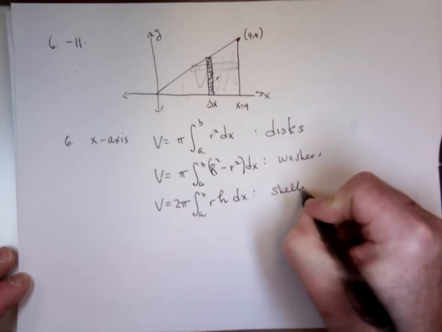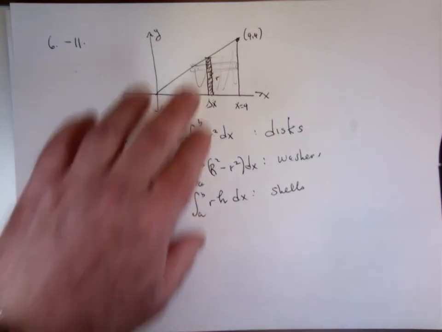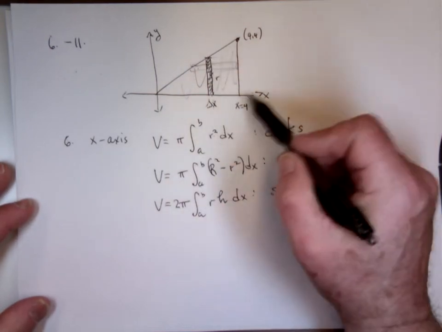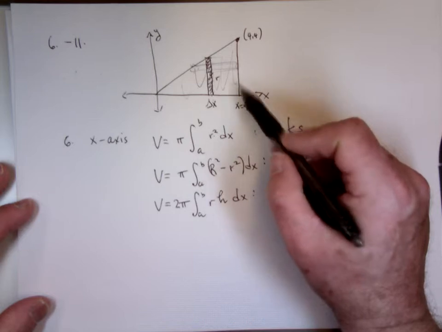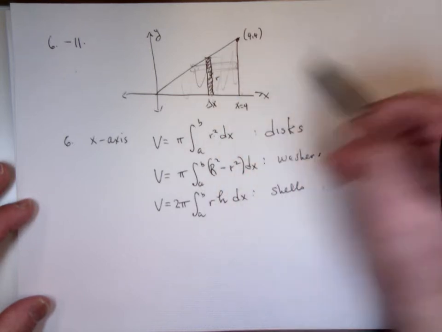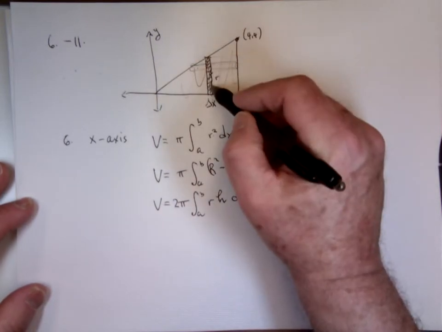For the shell one, what would be an example with that? If you were to take this rectangle around the line x equals 4, for example, that would generate a shell. I'll do some shells. We'll do some. All right, let's do the x-axis first. Take this rectangle around the x-axis, you're going to get a disc.